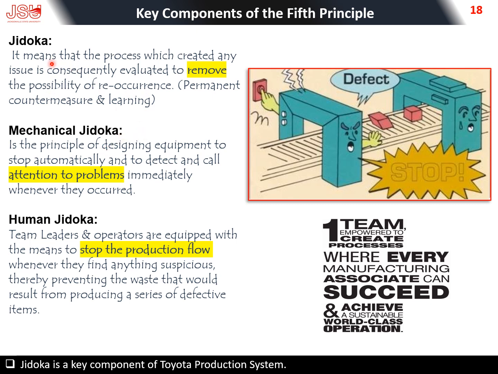Under Jidoka, there are two kinds of Jidoka. The first one is mechanical Jidoka. It is the principle of designing equipment to stop automatically and to detect and call attention to problems immediately wherever they occur. Human Jidoka. Team leaders and operators are equipped with the means to stop the production flow wherever they find anything suspicious, thereby preventing the waste that would result from producing a series of defective items. Jidoka is a key component of the Toyota Production System.